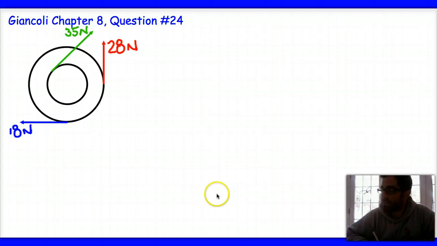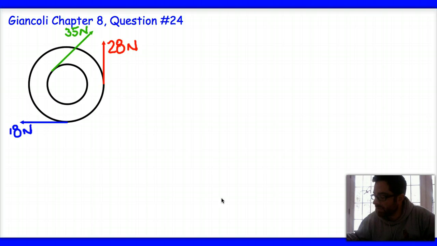This is question number 24 from Chapter 8. It reads, calculate the net torque about the axle of the wheel shown in the figure. Assume that a frictional torque of 0.4 Newton meters opposes the motion. So as usual, friction opposes motion.